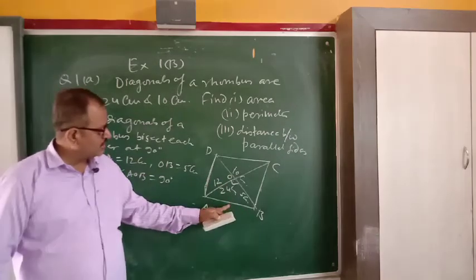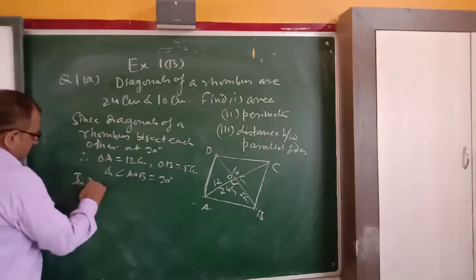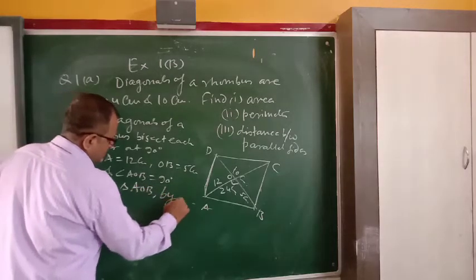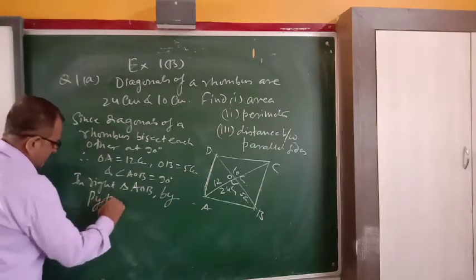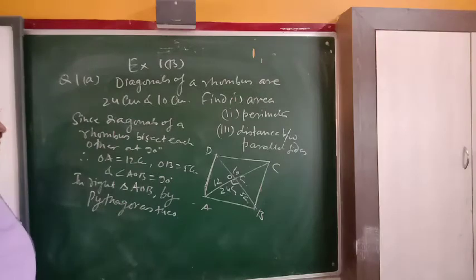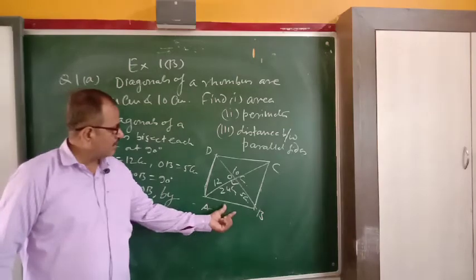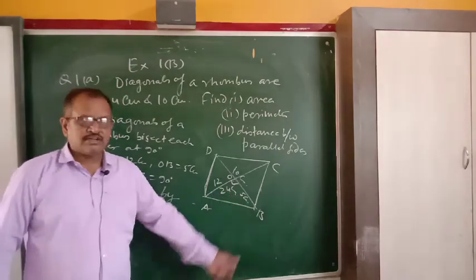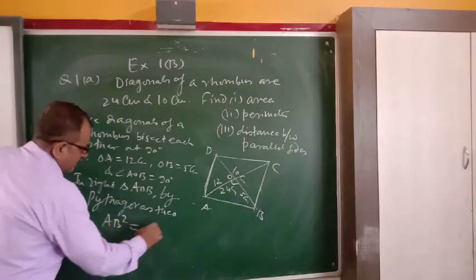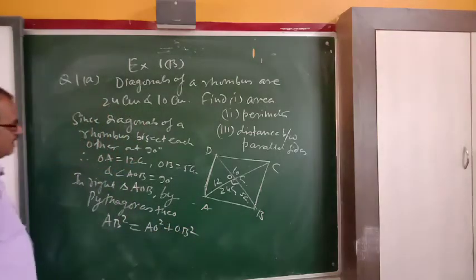We can use the Pythagoras theorem to find the side AB. So in right triangle AOB, by Pythagoras theorem. What is the Pythagoras theorem? The side opposite the 90 degree angle is called the hypotenuse. The square of the hypotenuse is equal to the sum of the squares of the other two sides. So we can write AB square is equal to AO square plus OB square.